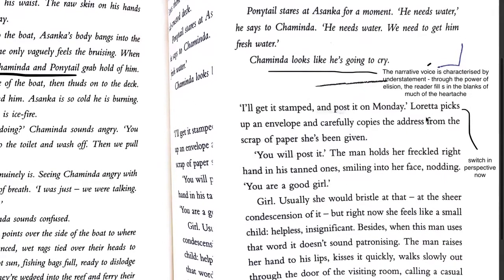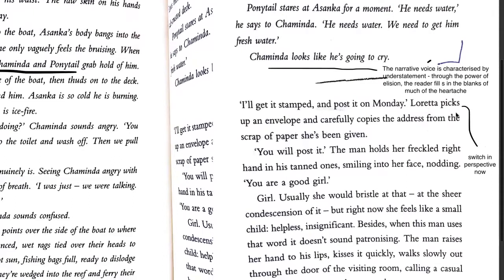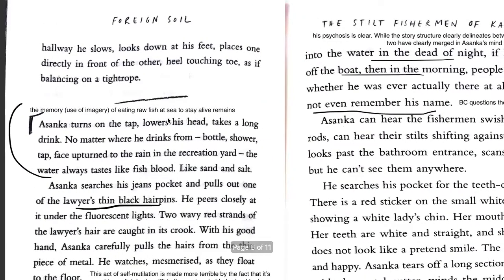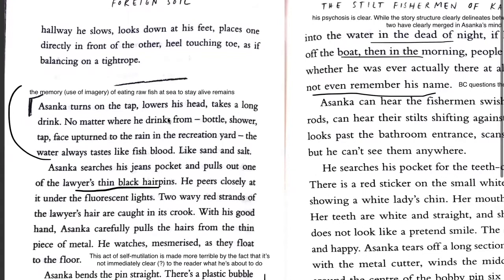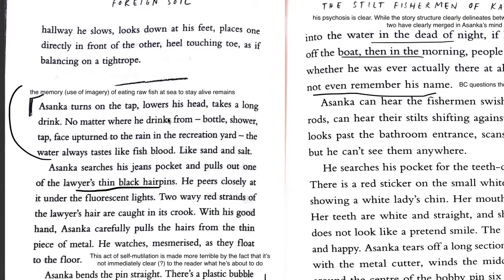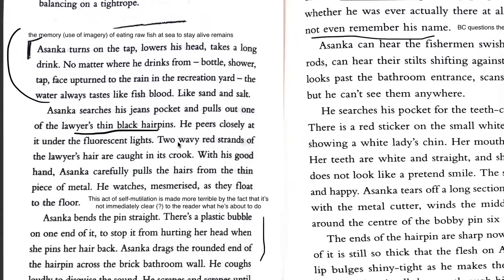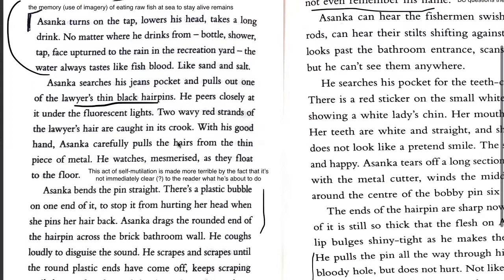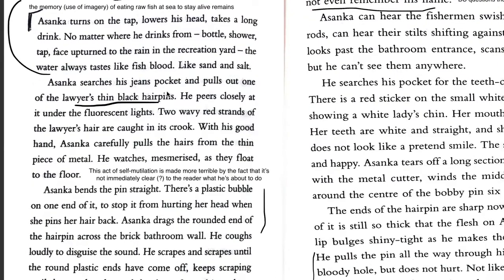All right, back to the switch in perspective where we've got Loretta. But I am moving on to, I think, my second last passage now. All right, so he's met with Loretta. He's asked for a gift of some toiletries. She's given him some of her bobby pins and the floss. That imagery of blood is continuing for Asanka. And we start to get the description now, and it's in quite a lot of detail, even though it's not terribly evocative. It's much more factual in the way it's narrated, but he gets the thin hairpins.